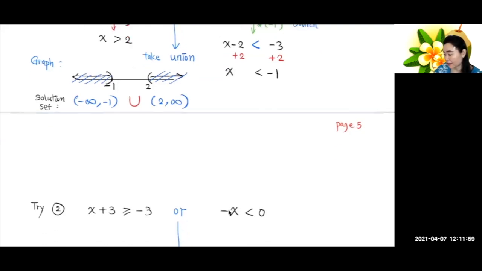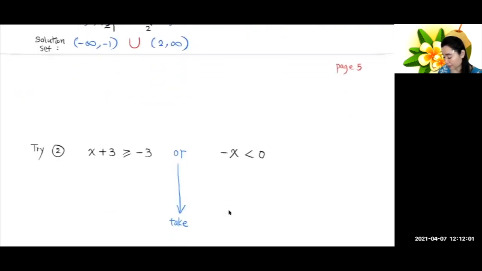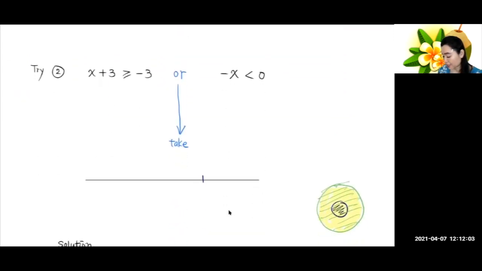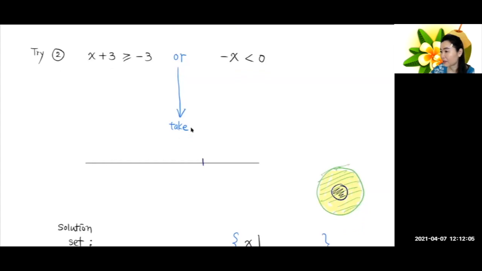Okay, now the last page over here. This one is for you to try. Go ahead and try. Okay, since we're kind of running out of time, let's do it together. To do this one, we will solve both of them, and then later on, because this is "or," we'll take the union of the two sets, right? So let's solve each one first.